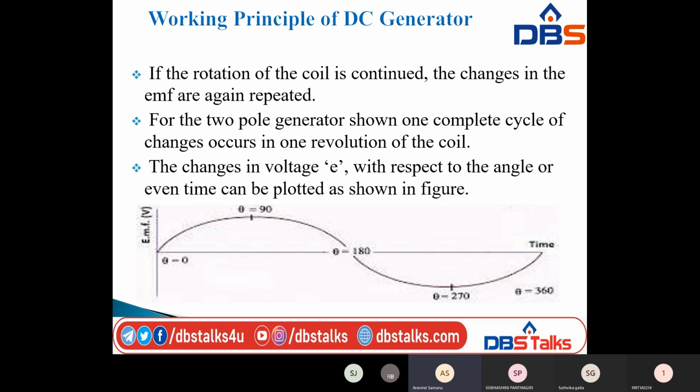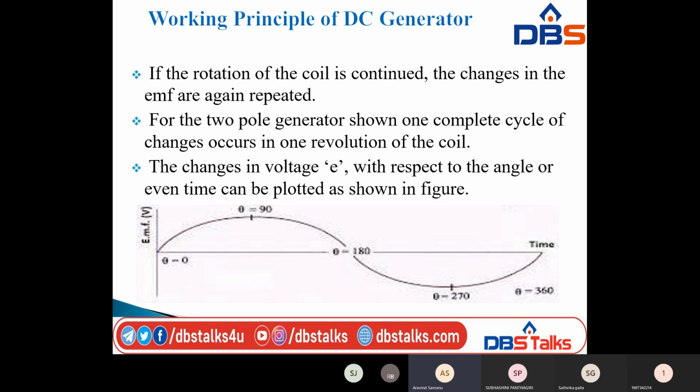That's why there is no cutting of flux, there is no EMF. That is theta equal to 0. And coming to theta equal to 90 degrees, here the coil sides are moving at right angles to the magnetic flux. At that condition, the flux lines are cut at maximum rate, and EMF induced is maximum. So that's why the maximum value occurs here.